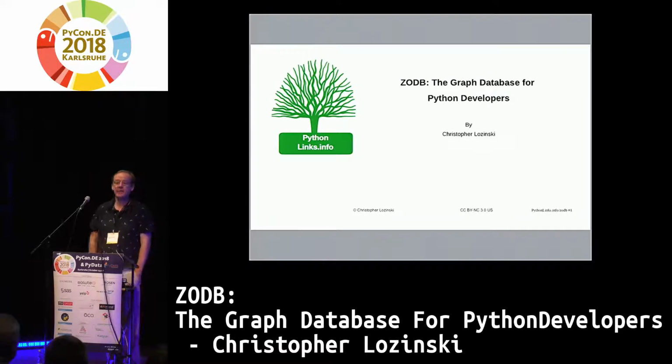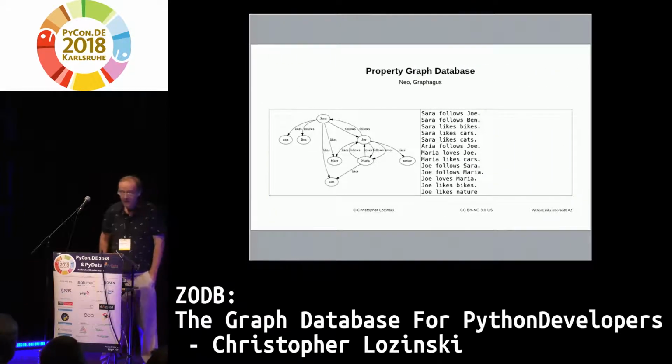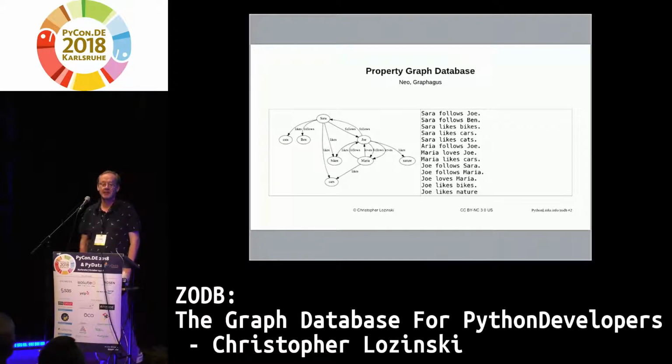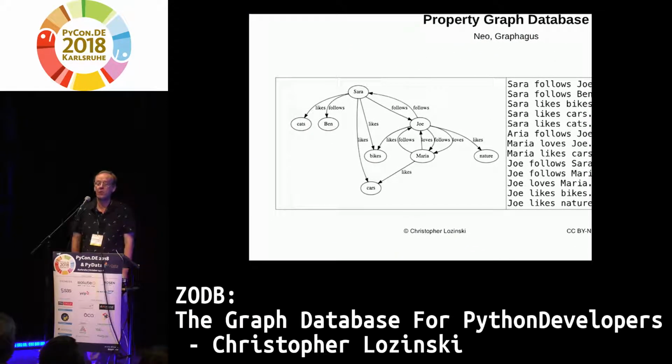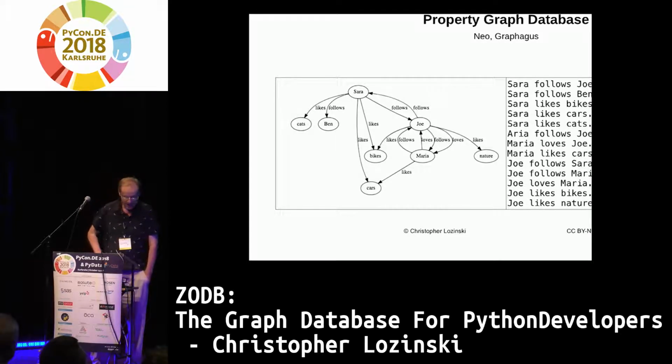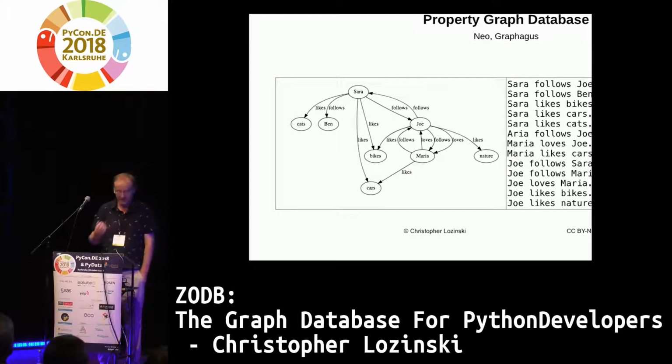Hello. Today I'll be speaking about ZODB, the graph database for Python developers. Most people, when they think of a graph database, think of a property graph database, typically Neo4j, written in Java. Here's their canonical example. You can see the nodes, you can see the edges.